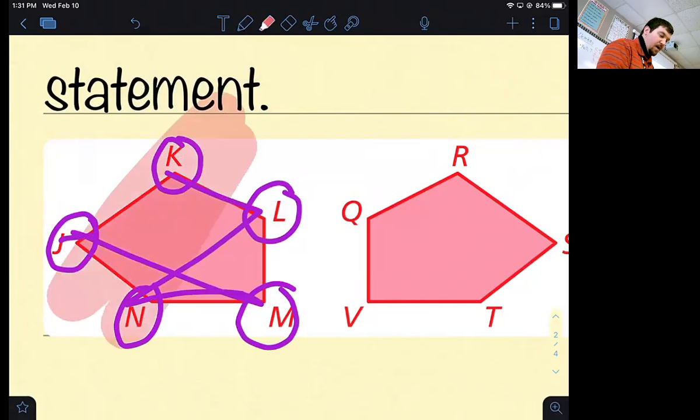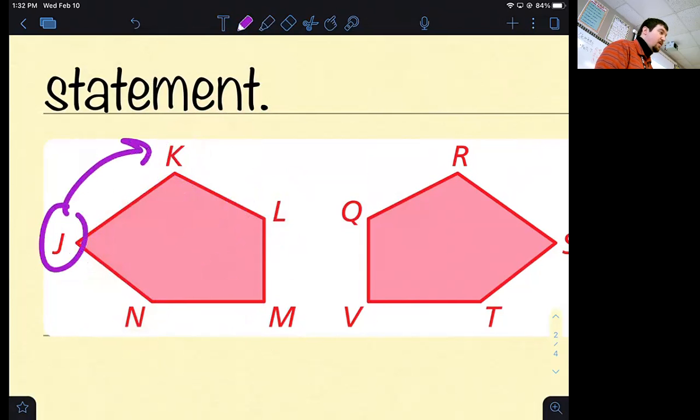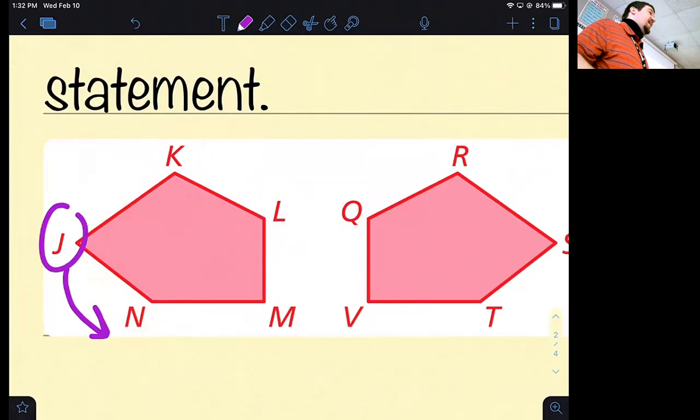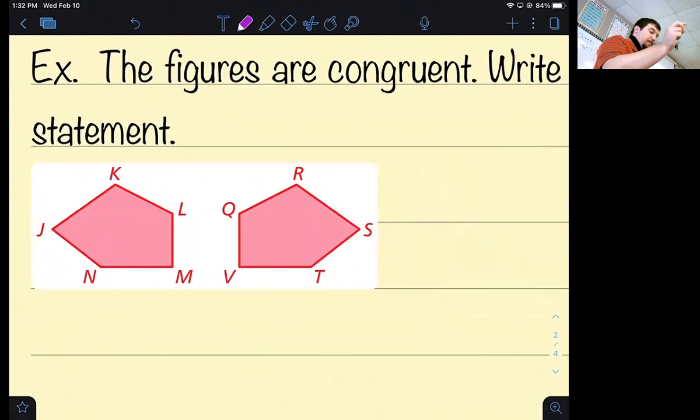Okay. Now I can choose to start with the letter J and then go clockwise, J, K, L, M, N. I can choose to go counterclockwise, J, N, M, L, K, but I can't jump around. I don't even have to start with J. I could start with L and do the same thing, but I can't jump around, because when you make one of these congruent statements, whoever's reading that statement would assume that the way you're listing the angles, those segments connect to each other in that same fashion.